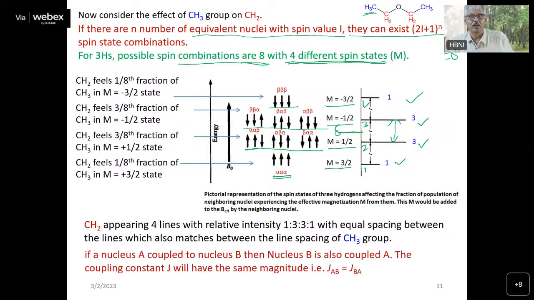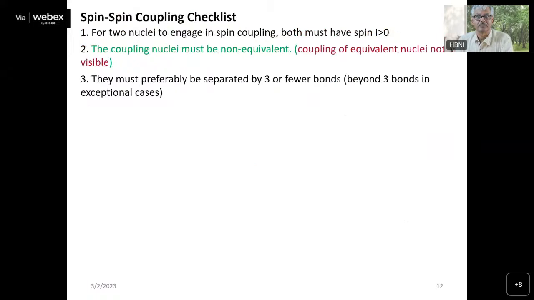A very important statement is that if a nucleus A is coupled to nucleus B, then nucleus B will also couple to nucleus A. It is not the case that only A couples to B or only B couples to A. And the coupling constant J will have the same magnitude, J_AB equal to J_BA. This is the most important thing you should remember.